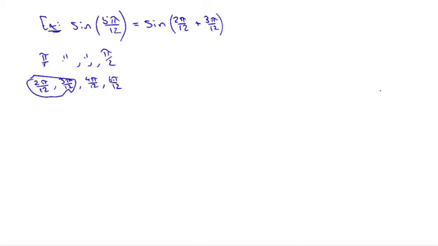Now, 2 pi over 12 is the same thing as pi over 6, and 3 pi over 12 is the same as pi over 4. So this is going to turn into sine of the first angle, cosine of the second angle, which is pi over 4. And with sine, the sign doesn't change, so you get plus sine of the second angle, cosine of the first angle.